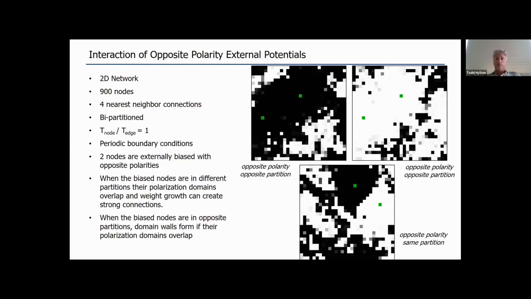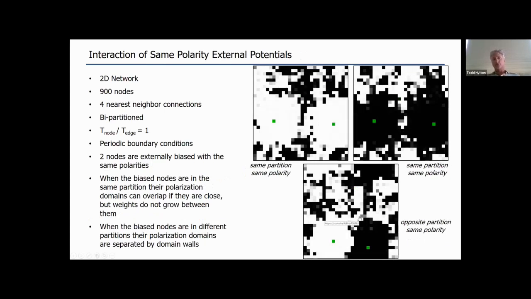And this is what happens if you put 2 nodes of opposite polarity into a similar kind of network. If you have opposite polarity nodes and an opposite partition, they will form a nice bridge. They will connect. In fact, they'll grow strong weights between them, which you can't see. And the polarity of that connection will change as the polarity of those nodes change. On the other hand, if they're in the same partition, they will spontaneously polarize the regions around them, and they'll create a sharp domain wall between the 2 of them.